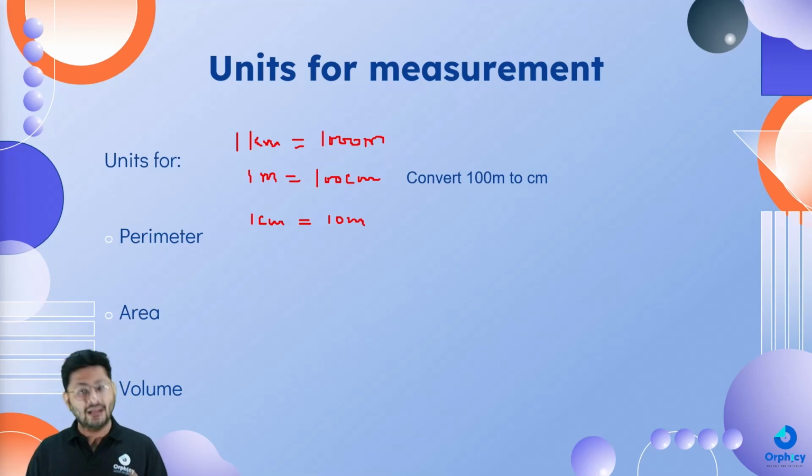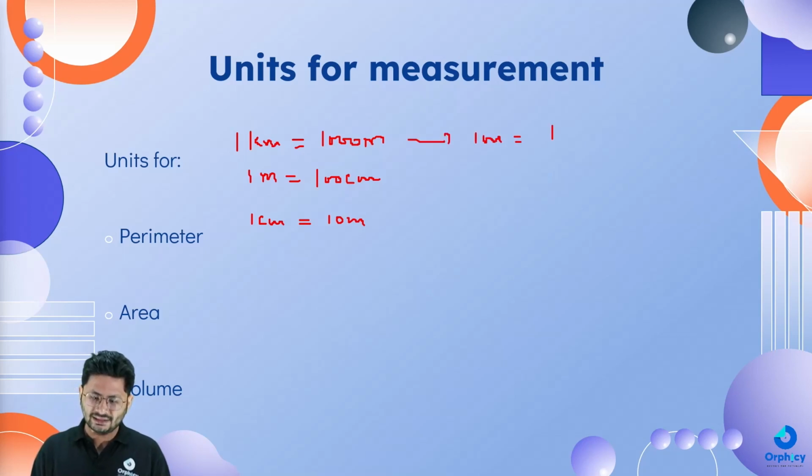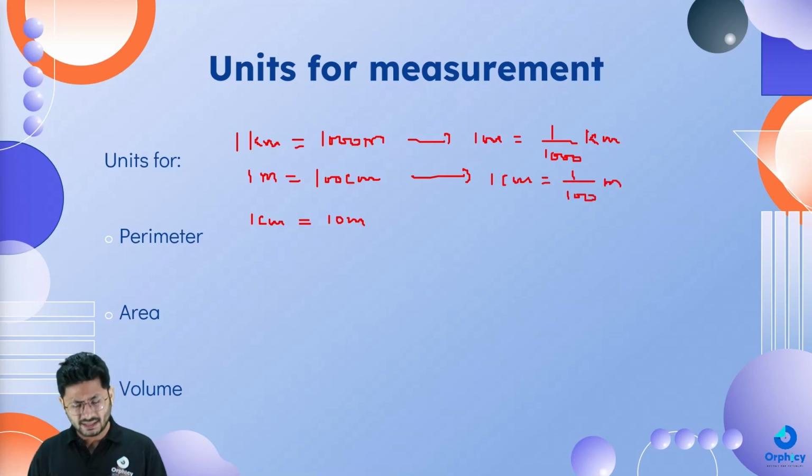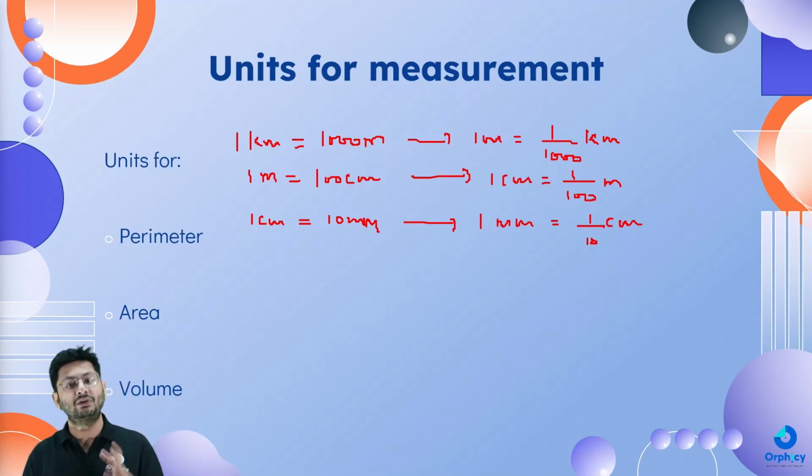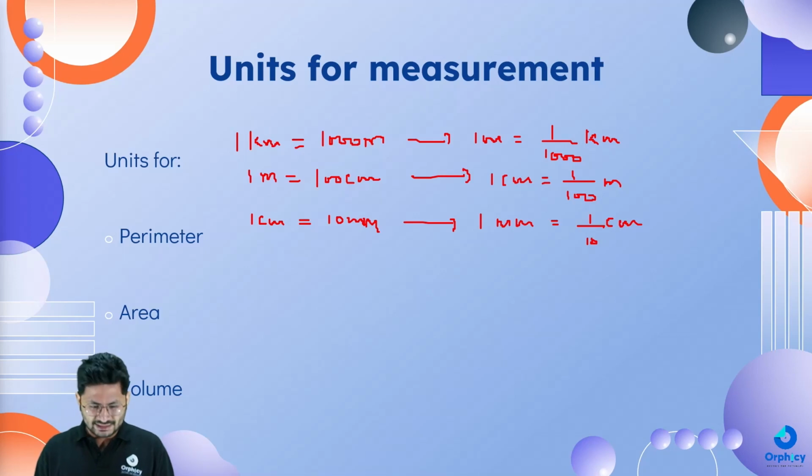Okay, now if I write this a little differently, can I say 1 meter is equal to 1 by 1000 kilometer? It is absolutely right. Similarly, 1 centimeter is equal to 1 by 100 meters and 1 millimeter is equal to 1 by 10 centimeters. I hope that we are all writing this down because this will be used a lot while doing the questions and while converting one unit to the other. Okay, let's see the conversion then.